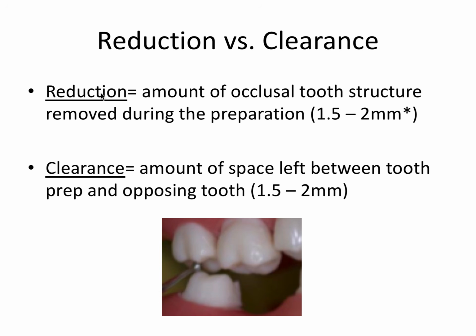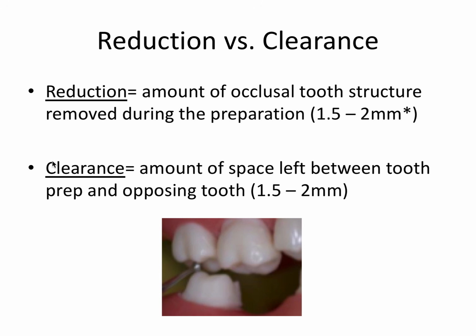And you could also refer to this as occlusal reduction, and then we also have axial reduction, but I'm focusing on the occlusal reduction part. And then we also have clearance, which is the amount of space left between the tooth prep and the opposing tooth. So they kind of sound like the same thing. And I even have the same numbers listed here as being 1.5 to 2 millimeters being ideal. But these may not always be the same.